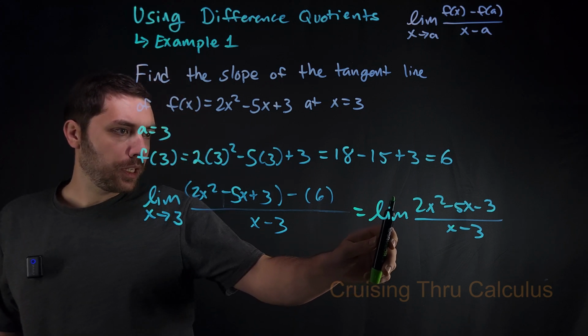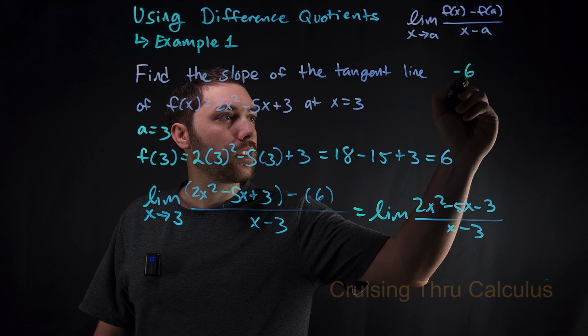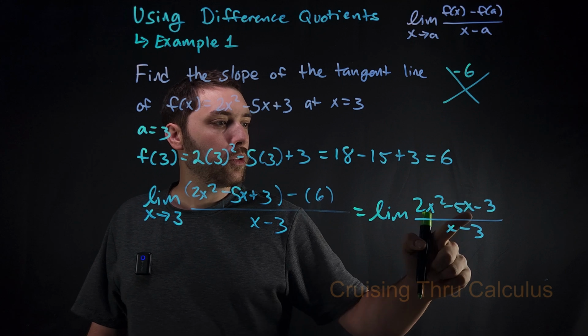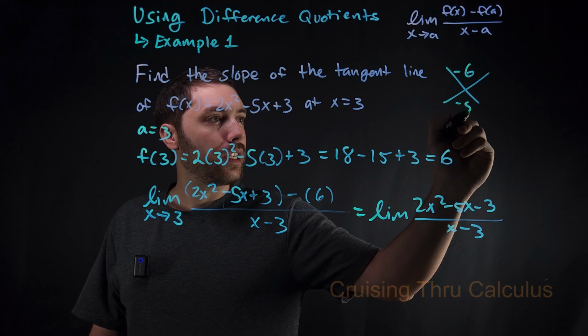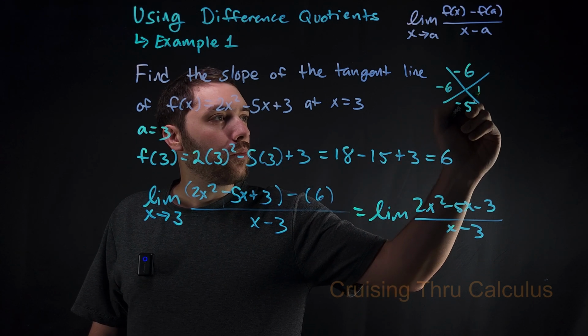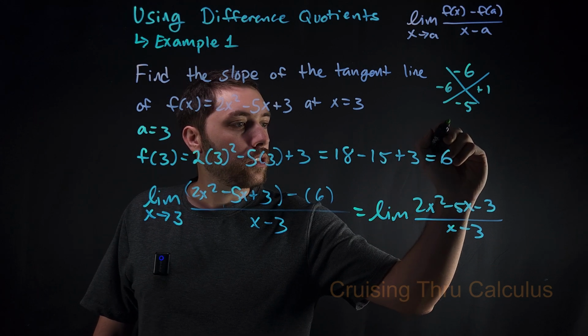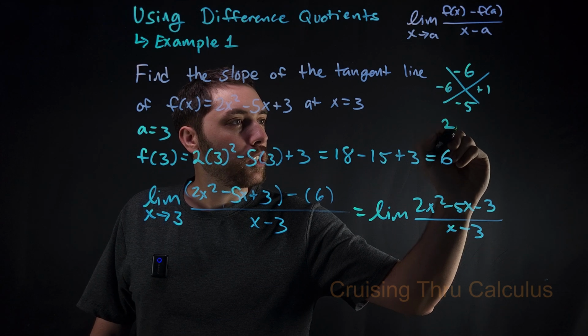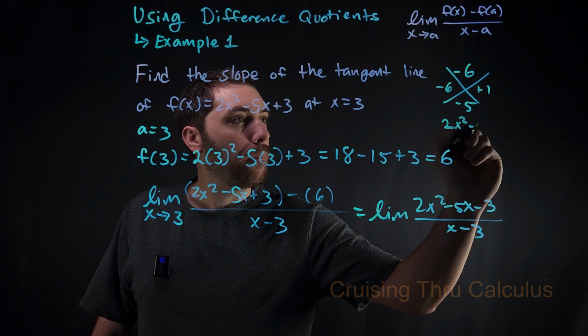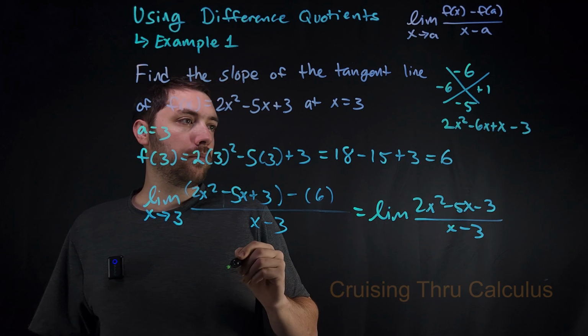To factor one like this, we got to start with this. 2 times negative 3 gives us negative 6. Can I find two numbers that multiply to negative 6 and add to negative 5? Yes, I can. That would be negative 6 and positive 1. So now I'm going to take this part here, this 2x squared minus 5x minus 3, and I'm going to change it to 2x squared minus 6x plus 1x minus 3.